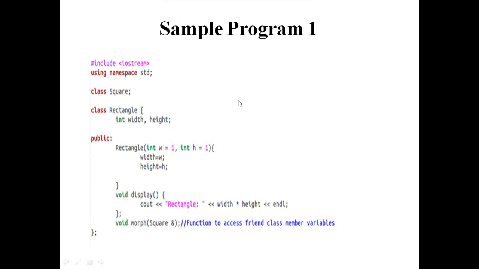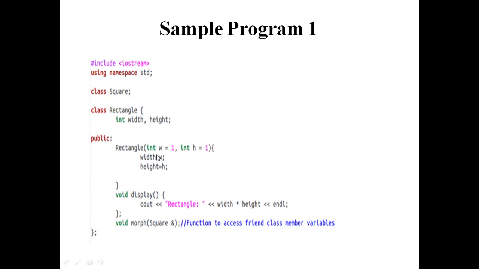So now we will see one sample program. That is, there are two classes. One is class square, another one is class rectangle. We know that a square is also a rectangle, isn't it? That is, a rectangle of the same dimensions. So we are basically going to change one shape to another, that is, morph it.